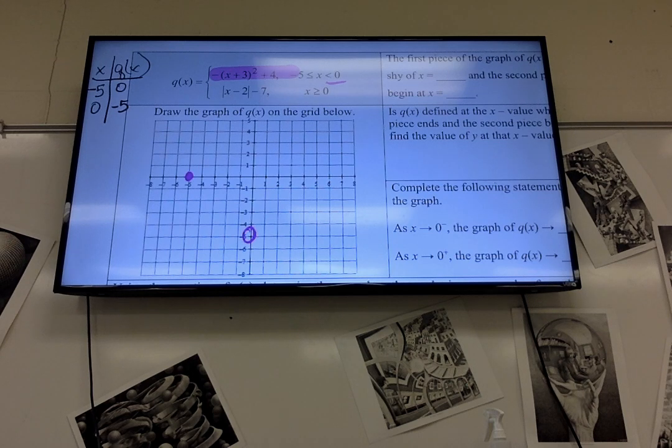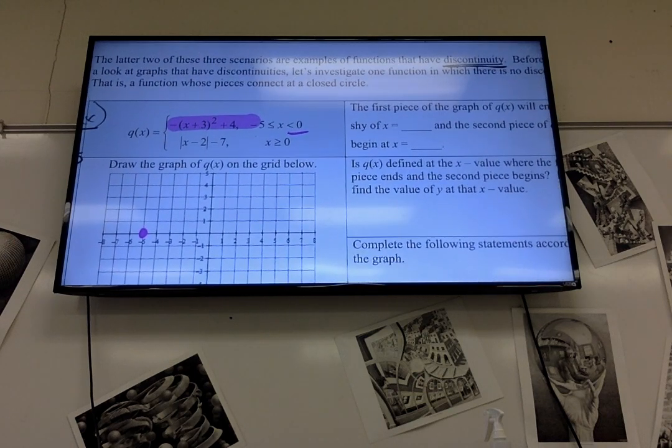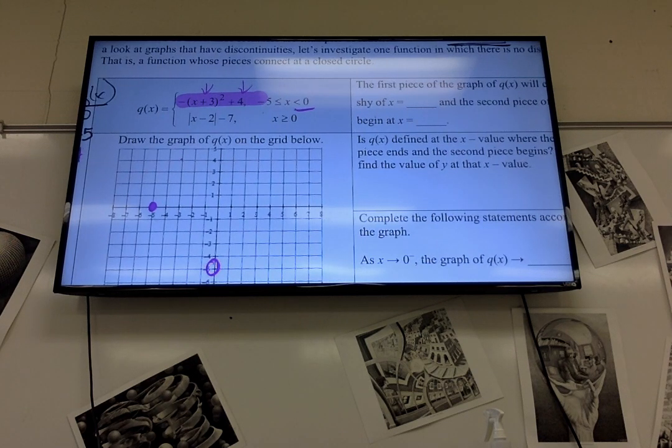Yes, ma'am. So the plus 3 inside here. Well, first of all, what's that pink graph going to look like? A parabola. Good, because of the squared. And the vertex of my parabola is going to be where? Negative 3, so I go to the left 3 because of that. And what's that 4 do? Up 4. So it's going to be at negative 3, 4. That'll look something like that.